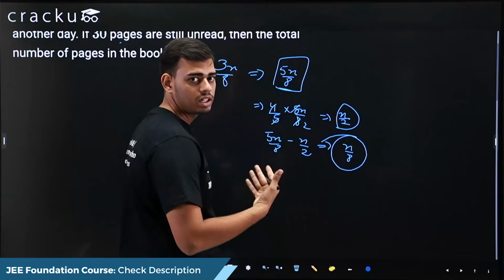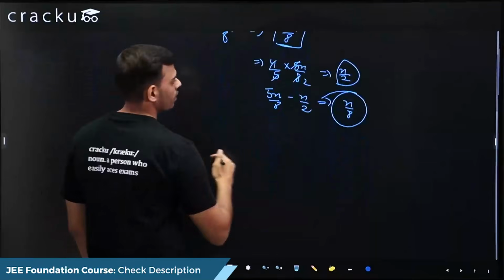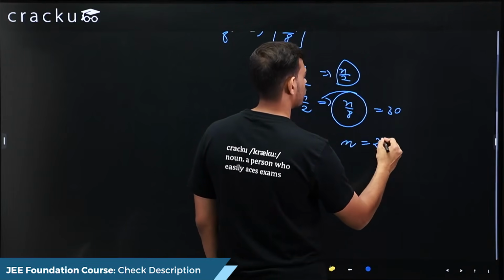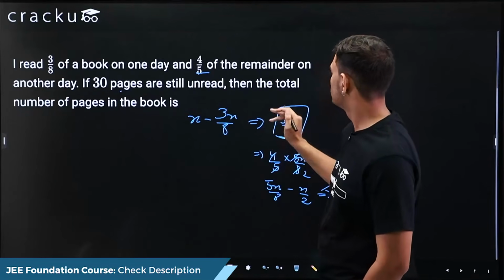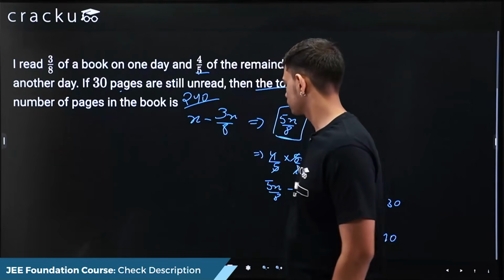This is the ultimately remaining pages after 2 days. This is given to us as 30, so x by 8 equals 30. x comes out to be 8 into 30, which is 240. What was x? The total number of pages in the book. So the total number of pages in the book is 240.